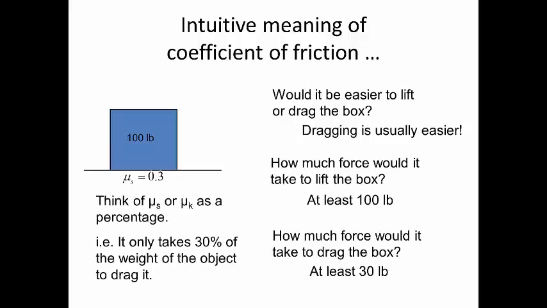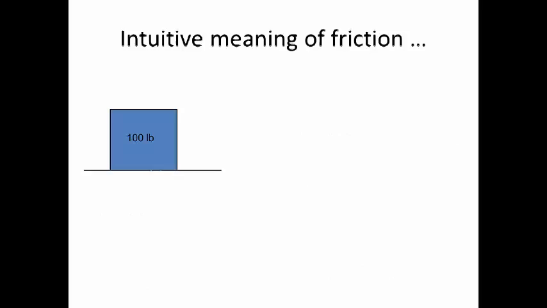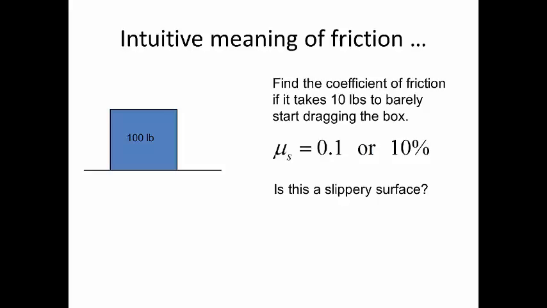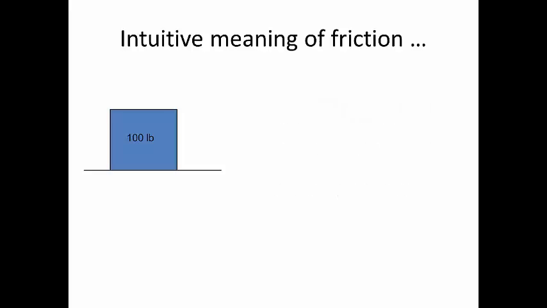You can think of our coefficient of static friction or our coefficient of kinetic friction as a percentage. For example, it only takes 30% of the weight of the object to start dragging it. Find the coefficient of friction if it takes 10 pounds to barely start dragging the box. Well, if it takes 10 pounds to start dragging the box, then our coefficient of static friction is 0.1, or 10%, which is 10% of our 100 pounds. Is this a slippery surface? In this case, yeah, it's probably a slippery surface because it doesn't take very much force to start it moving.